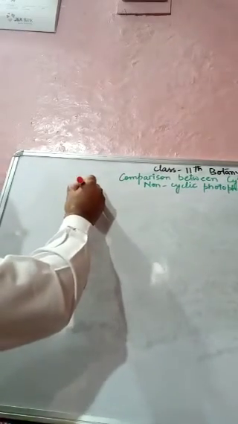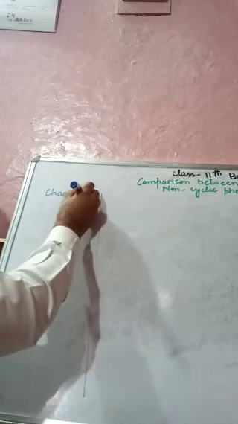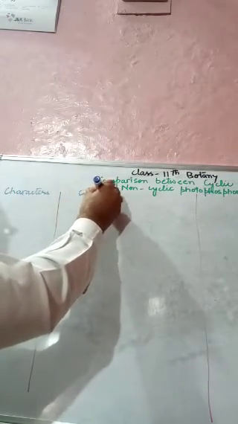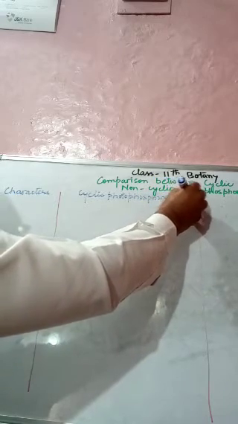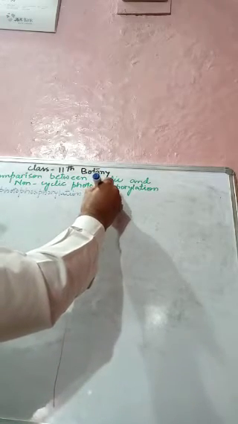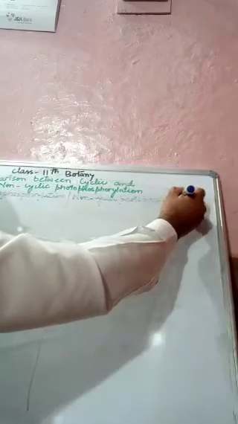Now, what are the various characters on which basis we are going to compare cyclic and non-cyclic photophosphorylation? For example, we will write here the characters. We will write here the cyclic photophosphorylation, and in the last we will write the non-cyclic photophosphorylation. Now, what are the various characters?